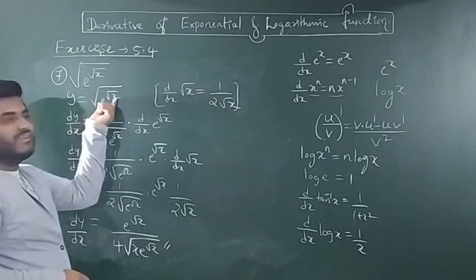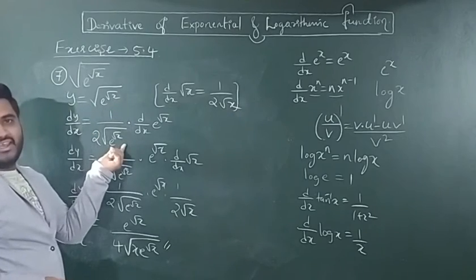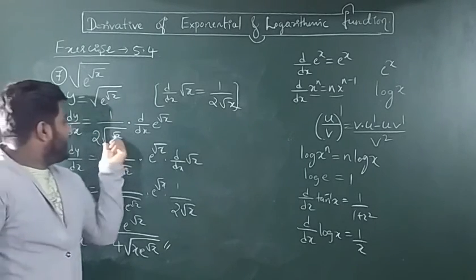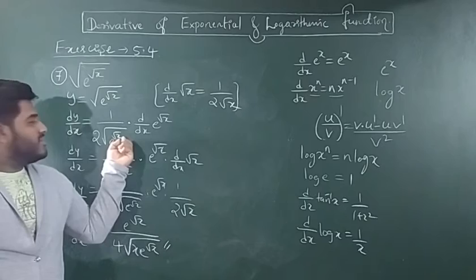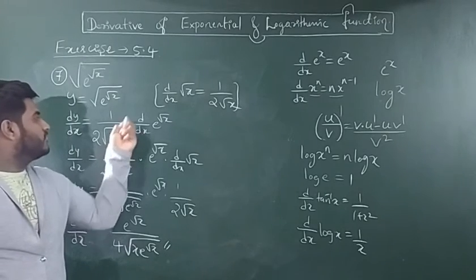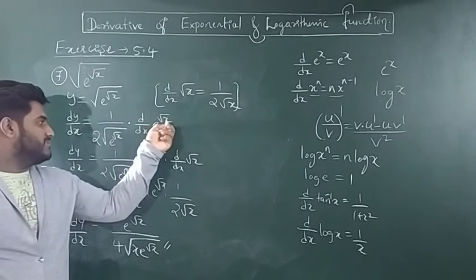But in place of x what we are having? e raised to root x. I have taken e raised to root x. If here x is there, here only it will end. But it is not x. So again we have to take a differentiation of this function.